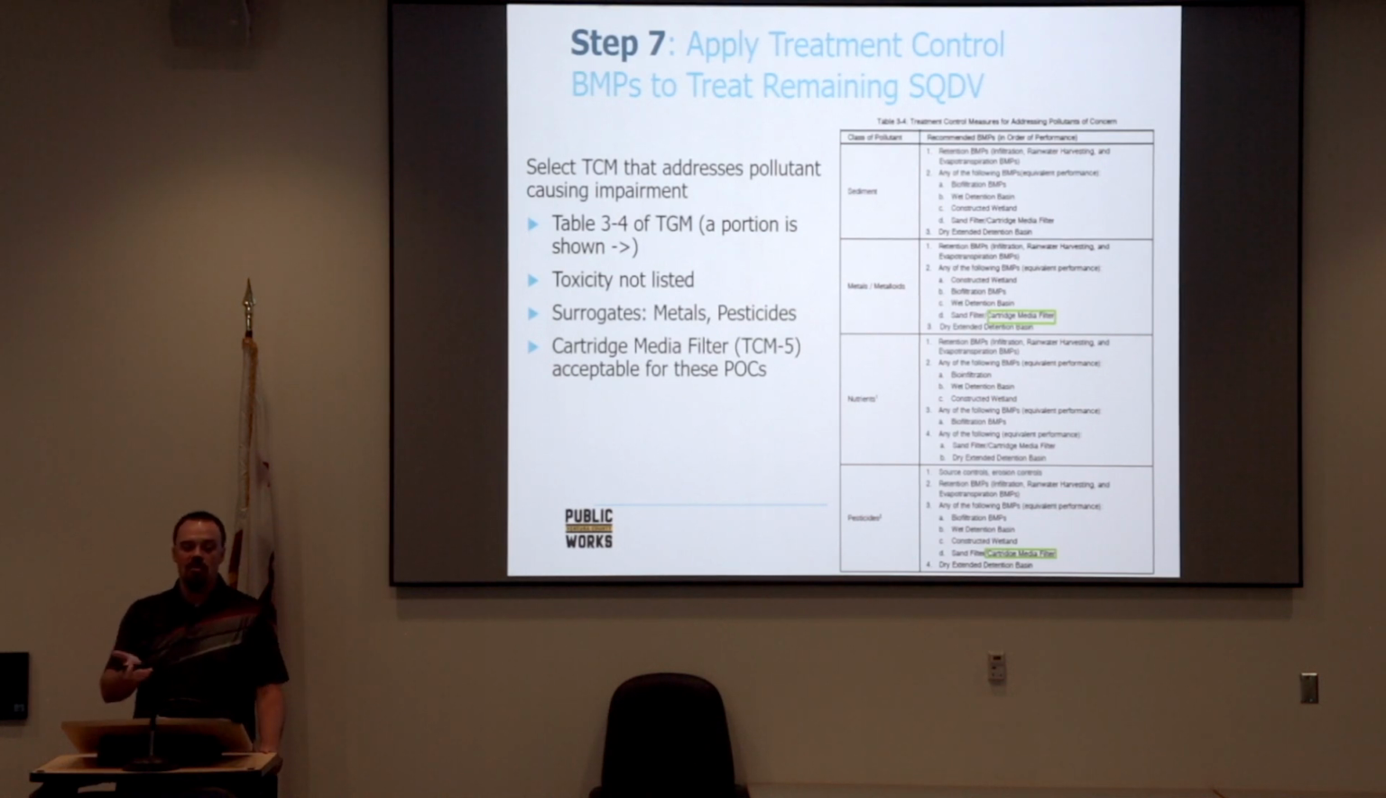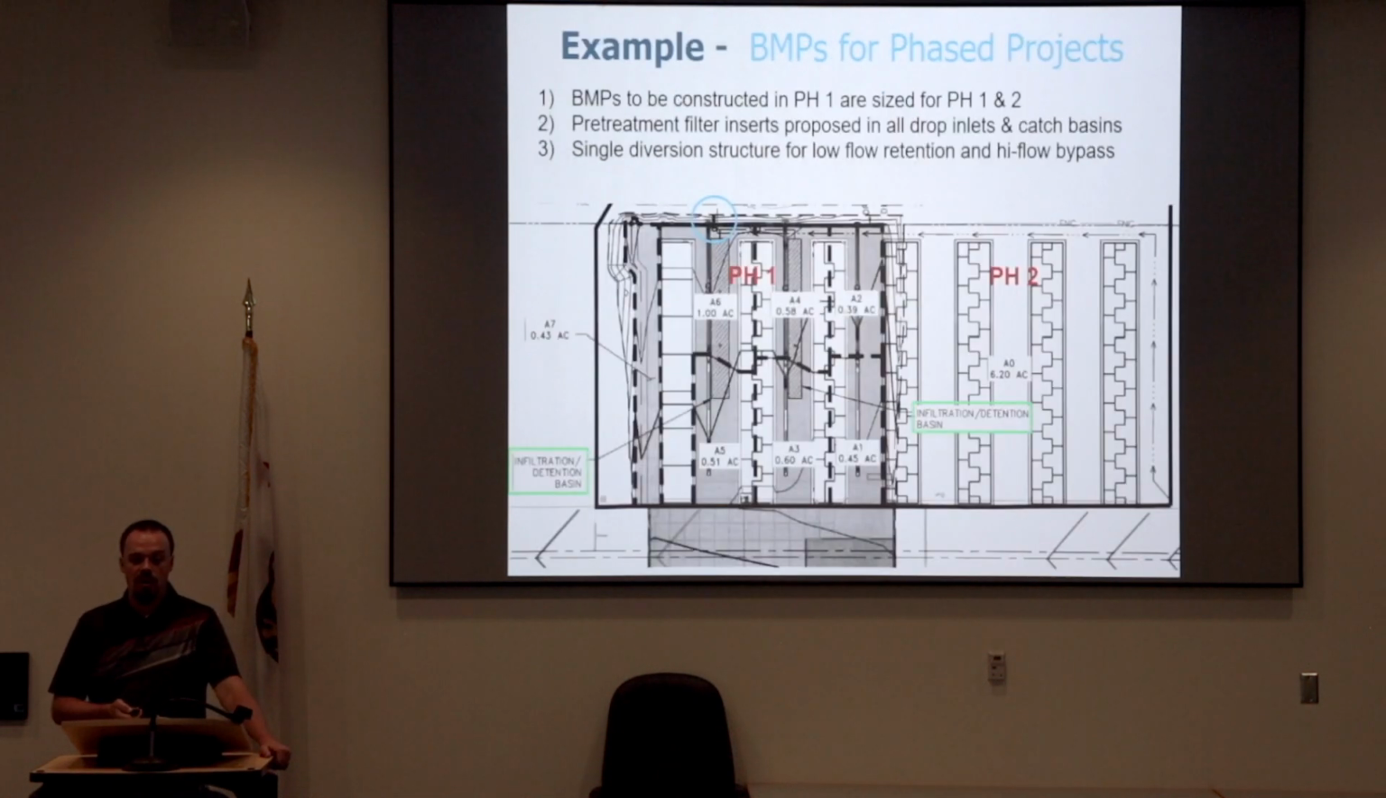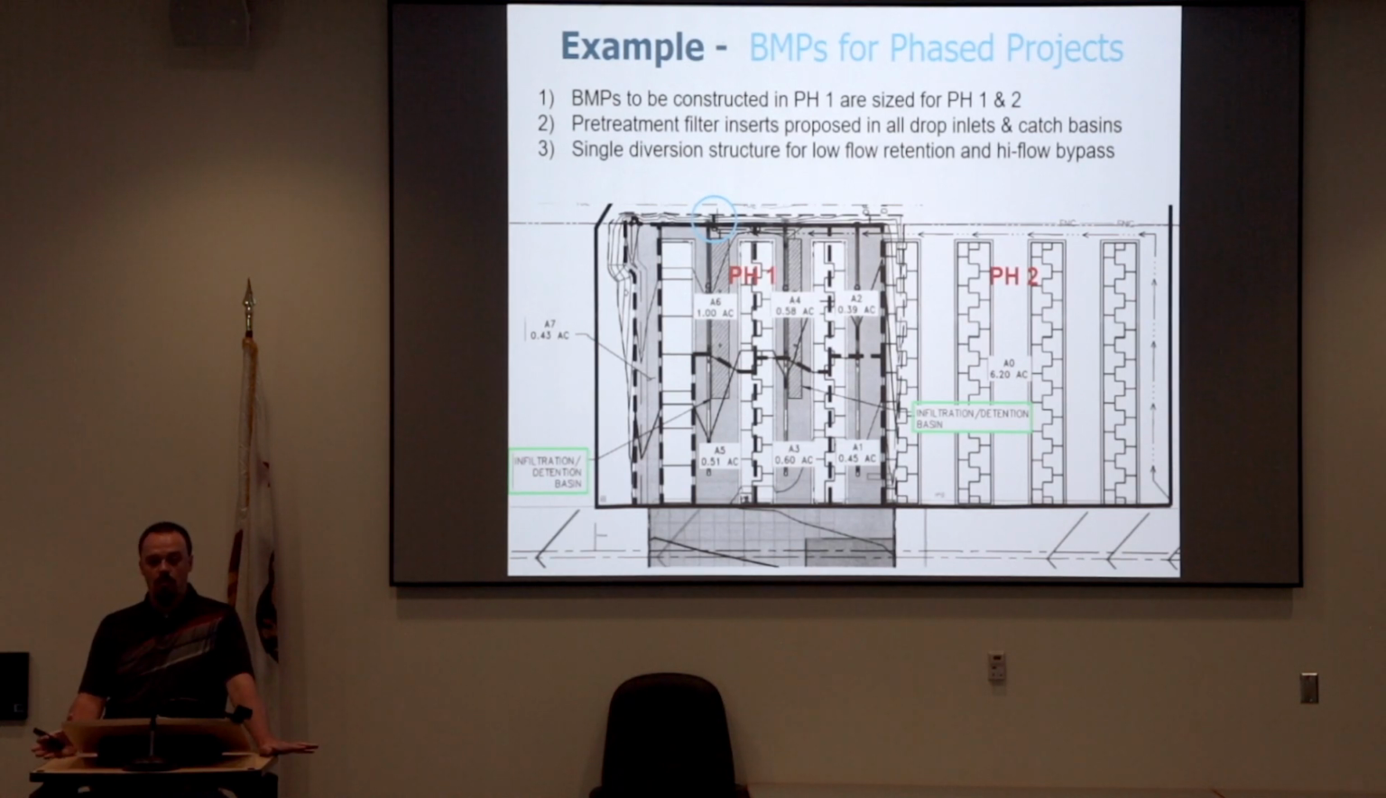So you wouldn't even be able to list the dry detention basin for pesticides there because it's listed number 4, so they want you to pick something above that. So in this case, cartridge media filters are selected or listed on there, so that was chosen for this example to treat that EIA area. So that's that example of a redevelopment site.